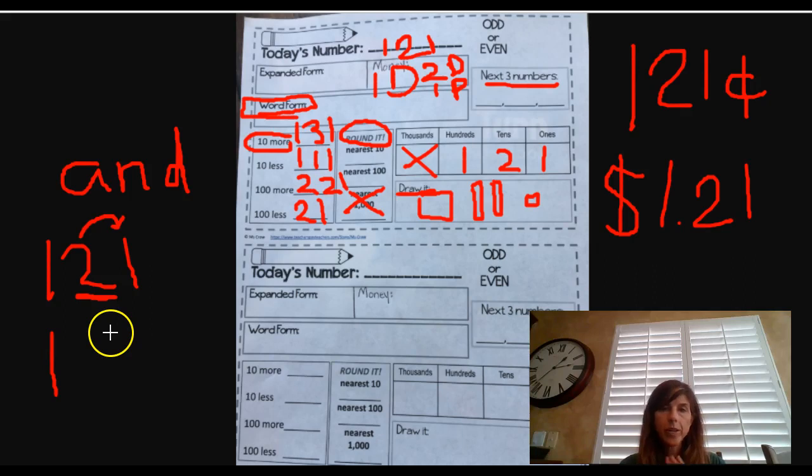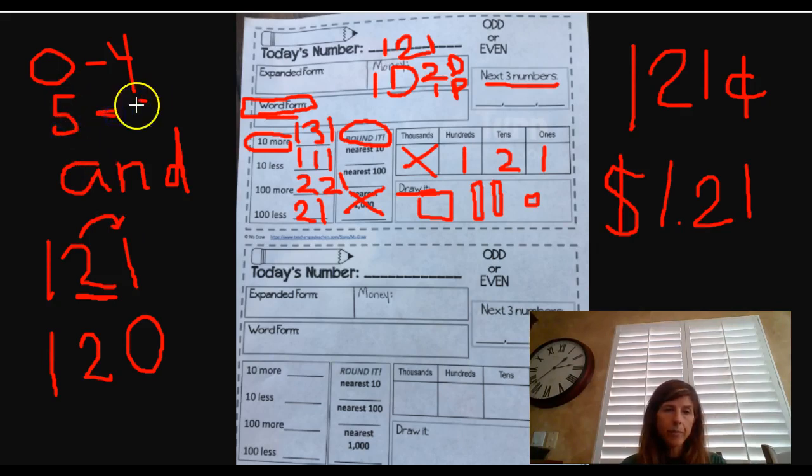And we know just by thinking about it, it's closer to 120, but if we want to get technical, if this number is between 0 and 4, okay, this number is going to stay the same, and since it is, the 2 stays the same, and then anything else changes to a 0. If this number was between 5 and 9, okay, then this number would have gone up to 3, and this would have turned to a 0, rounding to the nearest 10.